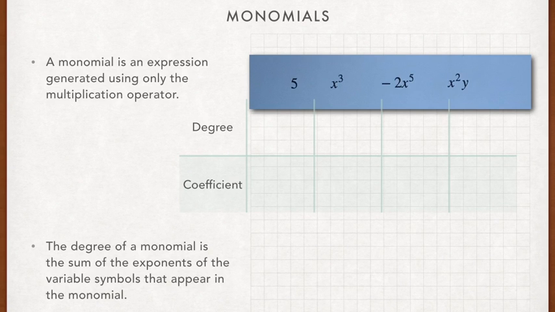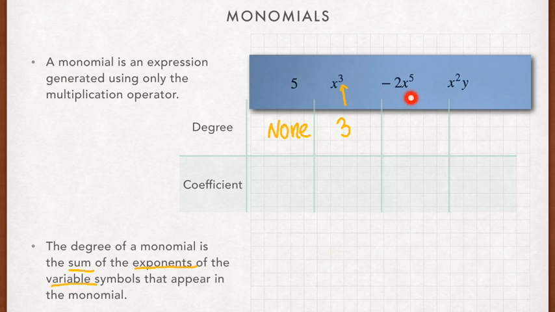Now, let's break that down a little bit. The sum of the exponents of the variables. When we look at number 5, because there are no variables, this particular monomial, 5, does not have a degree. When we look at this particular monomial, the degree of this monomial would be considered 3. This is in the third degree. And when we look at degrees, we basically have to look at exponents.